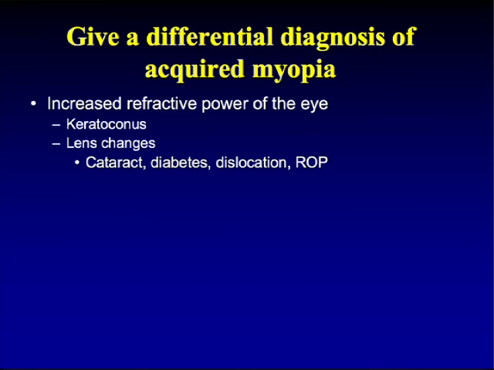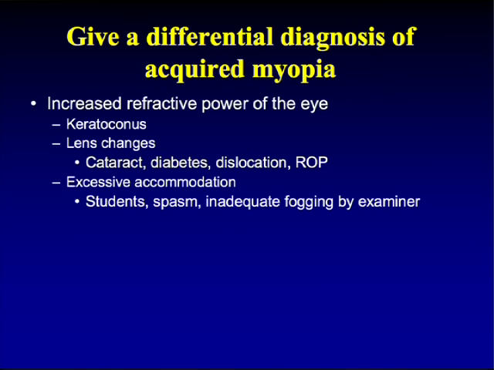Diabetic changes as well. The lens can swell and become more round or get a higher refractive index, or excessive accommodation, accommodative spasm, inadequate fogging by the examiner. So things that make the eye too strong: drugs, miotics, Topamax, anything that pushes the lens iris diaphragm forward is going to make the lens stronger inside the eye and cause a myopic shift.